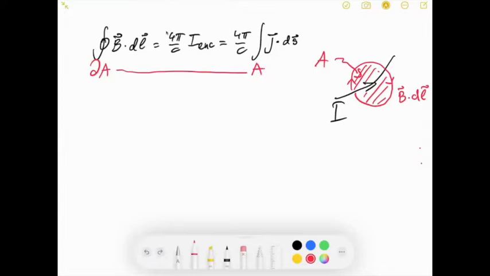Now we can rewrite our B dl a little bit. So we can actually write it as a, hang on. Oh, not a surface integral. So we can write it using Stokes.